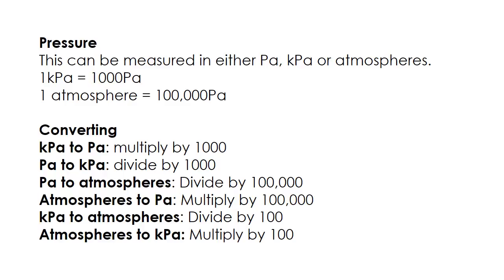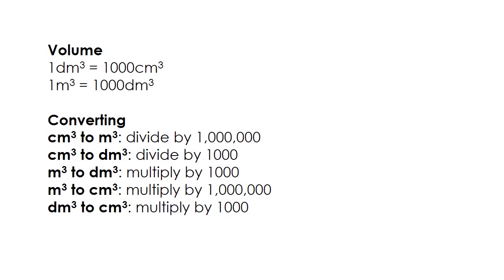So to convert between them, if we want to convert from kilopascals to pascals, we simply multiply by 1,000. If we want to convert from pascals to kilopascals, the other way around, we just divide by 1,000. To go from pascals to atmospheres, we divide by 100,000. To go from atmospheres to pascals, we multiply by 100,000. Kilopascals to atmospheres, we divide by 100. And atmospheres to kilopascals, we multiply by 100.